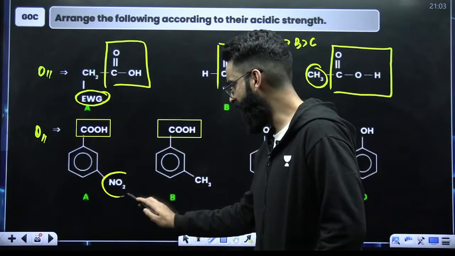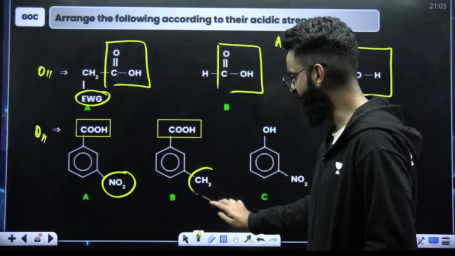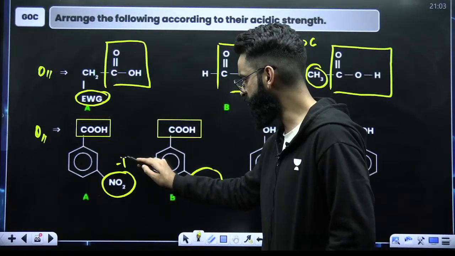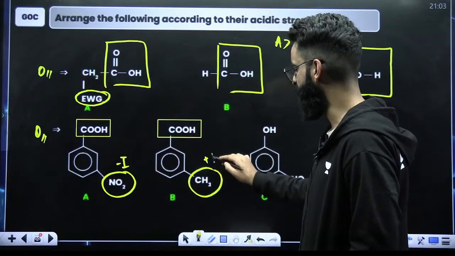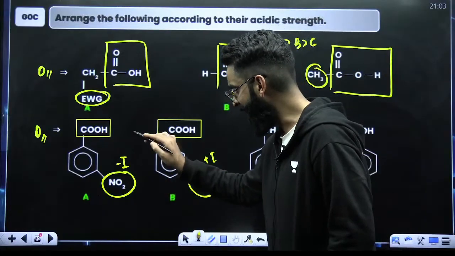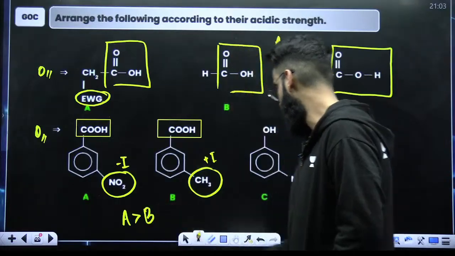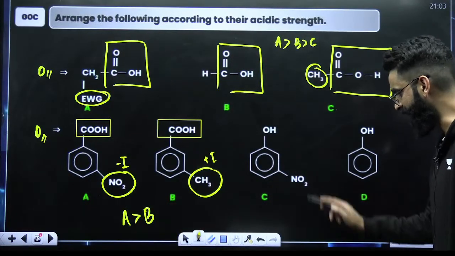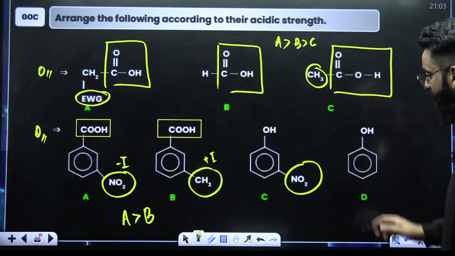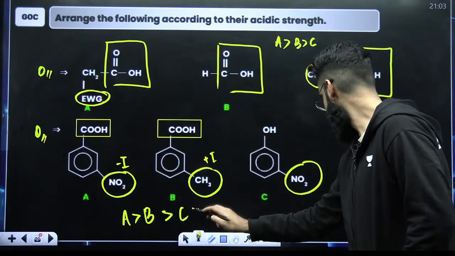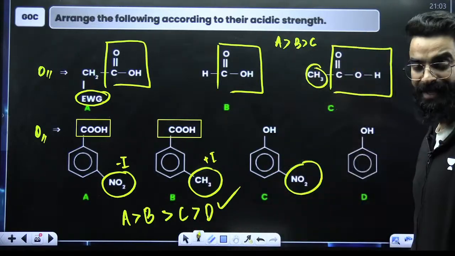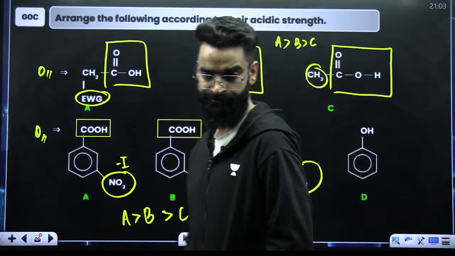Nitro at the meta position, CH3 at the meta position. This one is going to operate minus I, this one is going to operate plus I. So this becomes withdrawing, and electron withdrawing groups increase the acidic strength. So A would be maximum acidic, followed by B. Now, among C and D, this is withdrawing. Withdrawing means more acidic. So C would be more acidic than D. This is going to be the acidic strength order in this particular case.